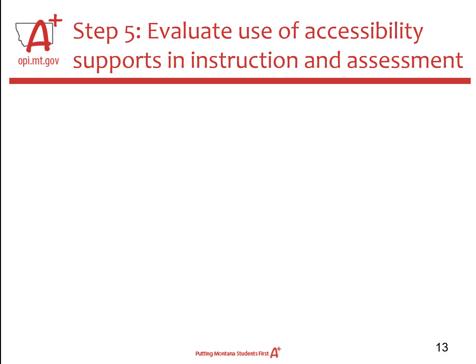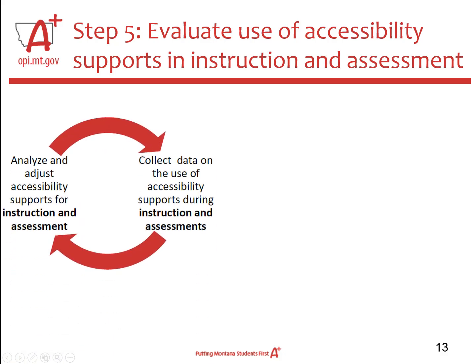This slide focuses in on the last step in the process, which is step 5. Evaluate use of accessibility supports in instruction and assessment. Collect data on the use of accessibility supports. Analyze and adjust accessibility supports. In this evaluation phase, ask yourself the following questions to better support students with accessing and meaningfully participating in statewide assessments.